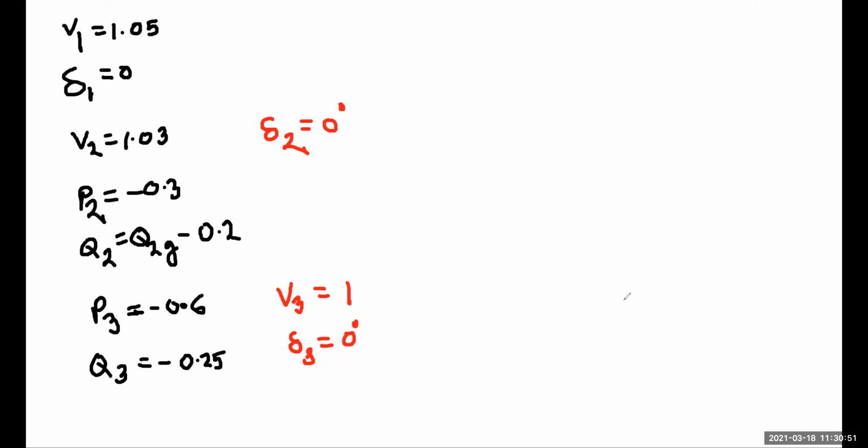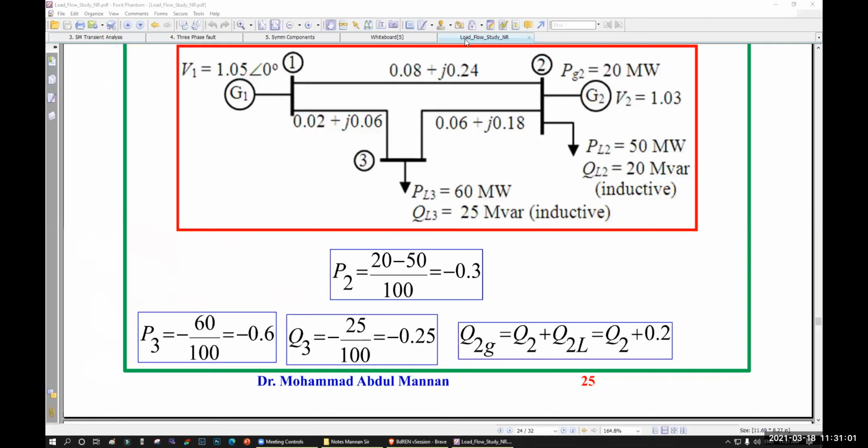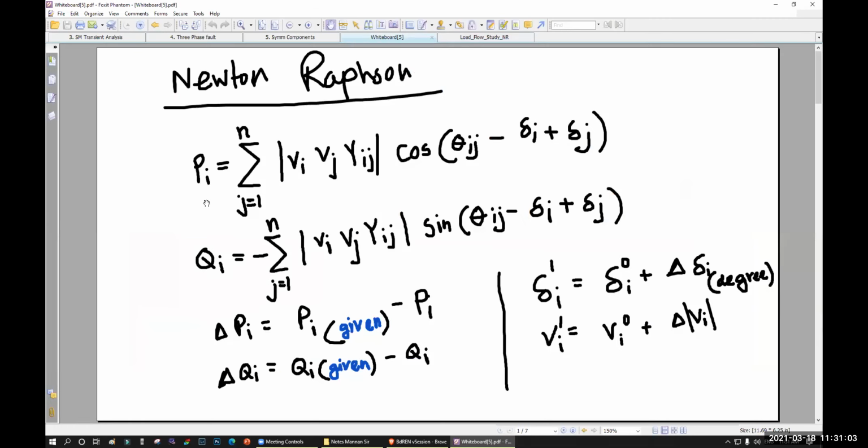Now, what are the formulas we have to write? We have to write this sort of formulas. Right? PI, this one, QI, this one. For what buses? Now see, let me show you.